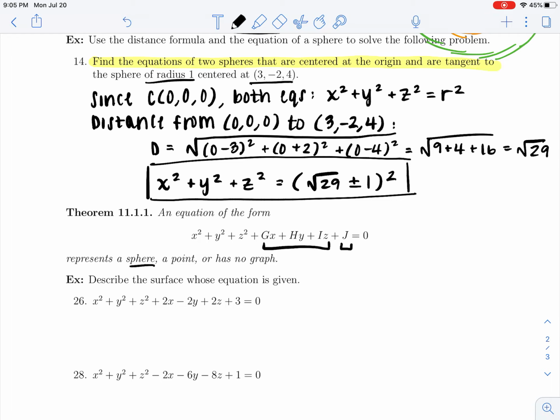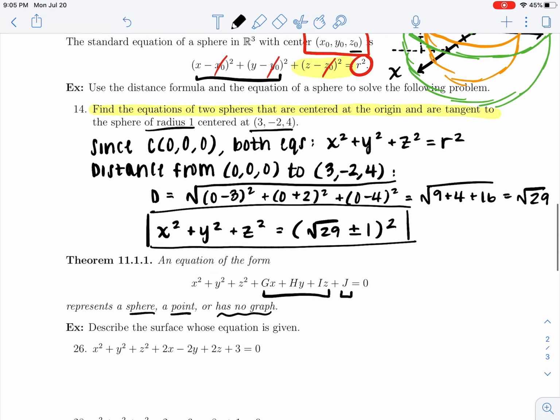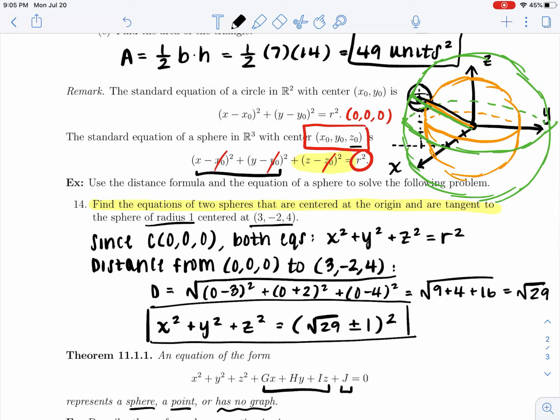It's either a sphere, meaning there are infinitely many points that satisfy this equation, but they all lie on a sphere. It could be a point, meaning a single point in 3 space satisfies this equation, or there is no graph. No points in 3-dimensional Cartesian space would satisfy that equation. So what we're going to do in order to determine this is we're going to take these equations and write them in standard form, in a sense of writing them back up into this format here.